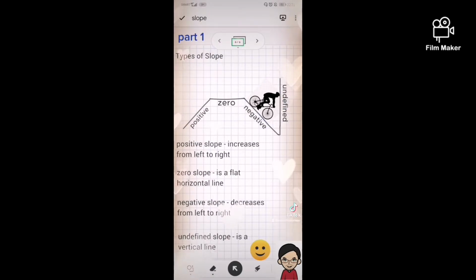So positive slope increases from left to right. Zero slope is a flat horizontal line. Negative slope decreases from left to right. And lastly, undefined slope is a vertical line.